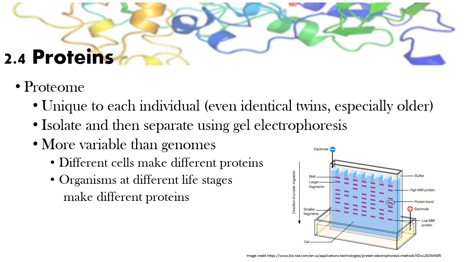All right, so the proteome, as I said, is that combination of proteins made by a cell or a tissue or a whole organism. And what's crazy cool is that it is unique to each entire individual. Even identical twins are going to have different groups of proteins made. We can isolate and then separate all these proteins using gel electrophoresis, which is just going to separate out the proteins by size, which is pretty cool. What's amazing is our proteins are actually more variable than our genomes. So we have more different kinds of proteins than we have genes. And it's because different cells make different proteins, and at different stages in our life cycles, we will make different proteins.